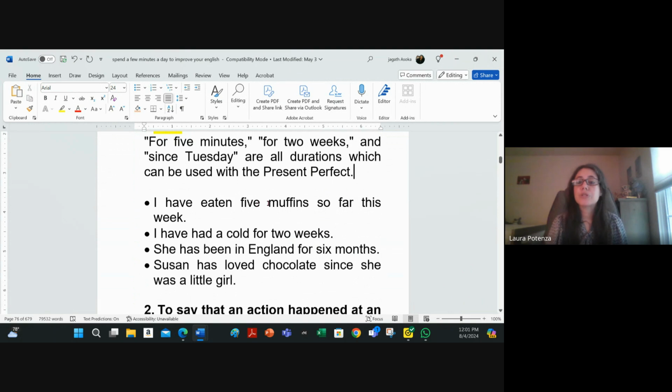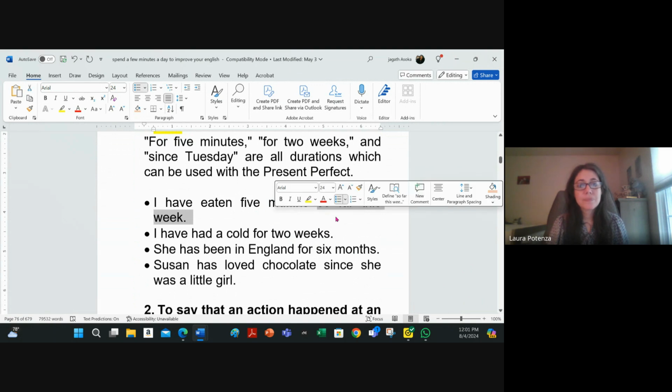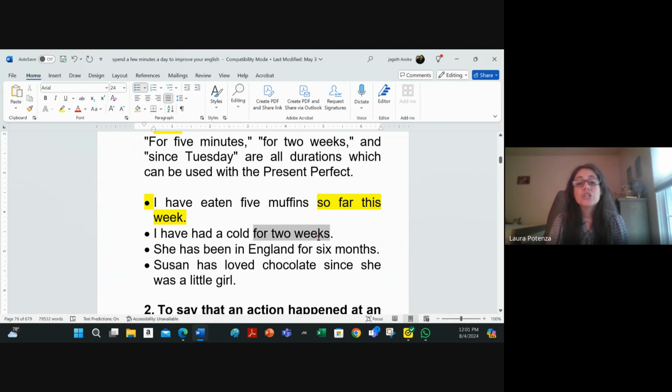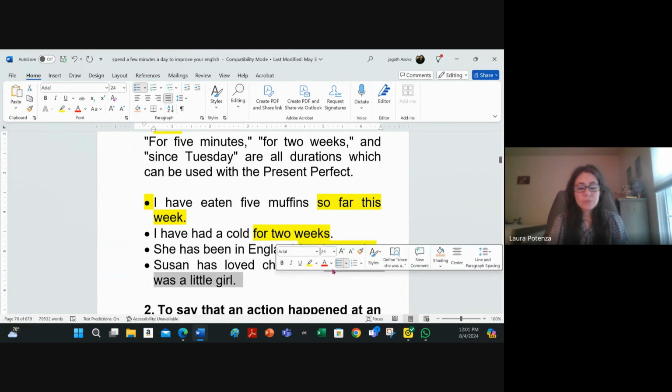So examples below are, I have eaten 5 muffins so far this week. I have had a cold for 2 weeks. She has been in England for 6 months. Susan has loved chocolate since she was a little girl.